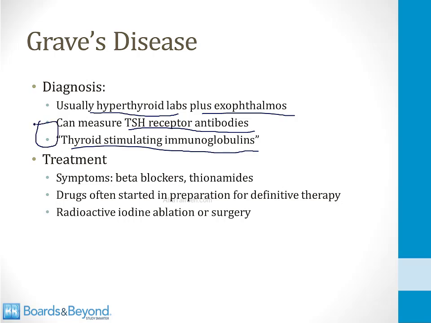The treatment involves treating the symptoms at first. This is usually done with beta blockers to blunt the symptoms of hyperthyroidism, and then drugs called thionamides, which we'll talk about in a minute, which inhibit the formation of thyroid hormone. These drugs are usually given initially just to make the patient feel better, but then they are referred for definitive therapy, and the definitive therapy usually involves either ablating the thyroid gland with radioactive iodine or surgery to remove the thyroid gland. When you eliminate the thyroid, then the stimulating immunoglobulins can't exert their effect anymore, and the patient can take thyroid replacement therapy for the rest of their life.